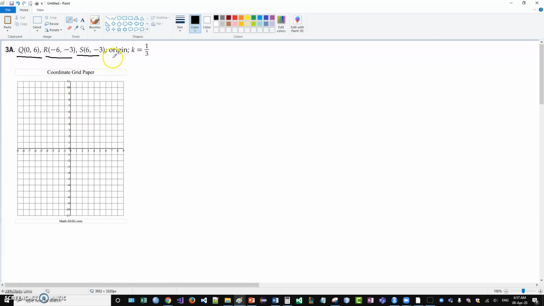Now let's draw the dilation of the following figure with these vertices. The origin being the center, and the scale factor is 1/3. So obviously this is a shrinkage of the image. The first point is 0, 6, which is right here. Second point, minus 6, minus 3. And then the third point is 6, minus 3. Let's connect the vertices.